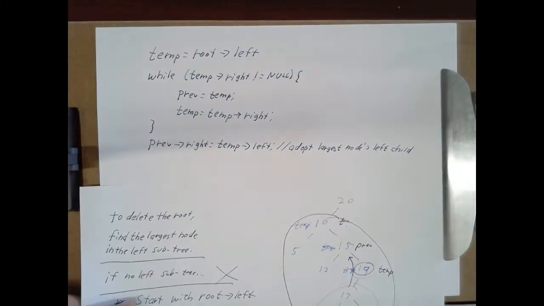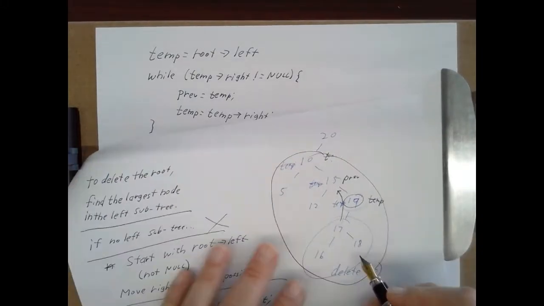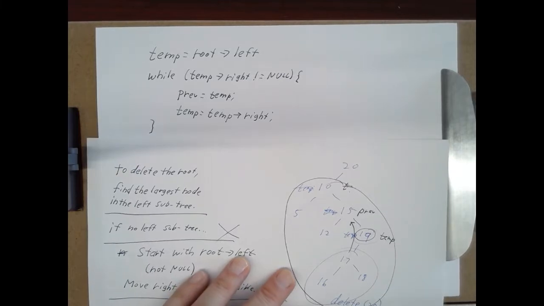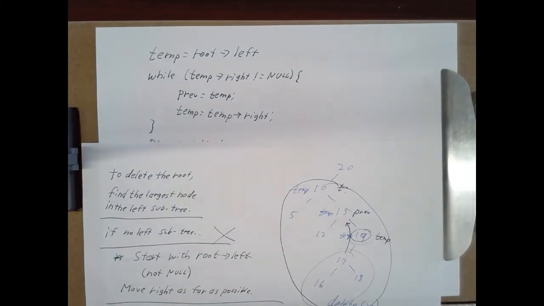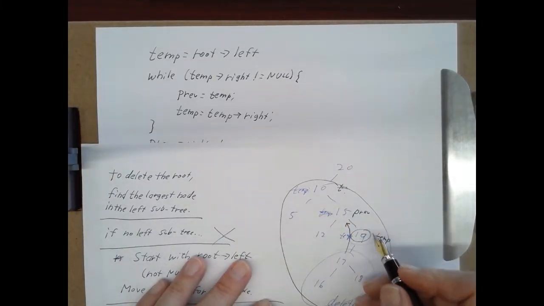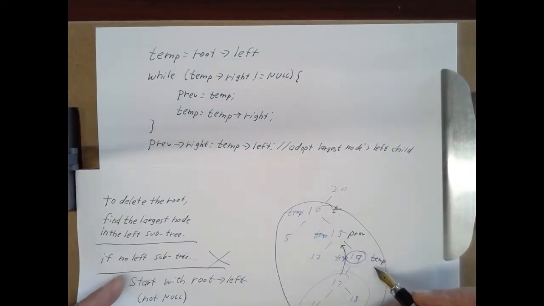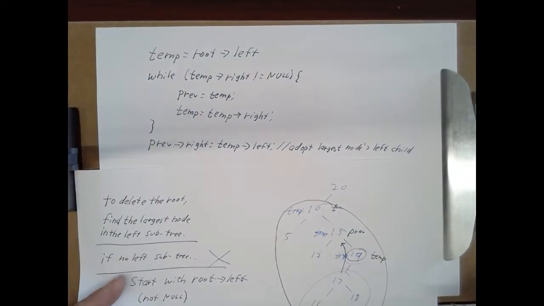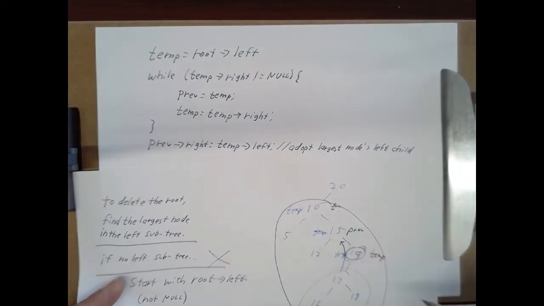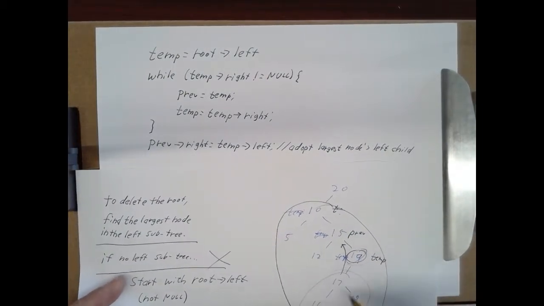So adopt the largest node's left child. That's going to take this subtree and put it up on 15. We're okay doing that. We're destroying the old value of previous right, but previous right was pointing to temp, and we've already got a variable named temp giving us this node, so that's okay. So we can definitely do this first.